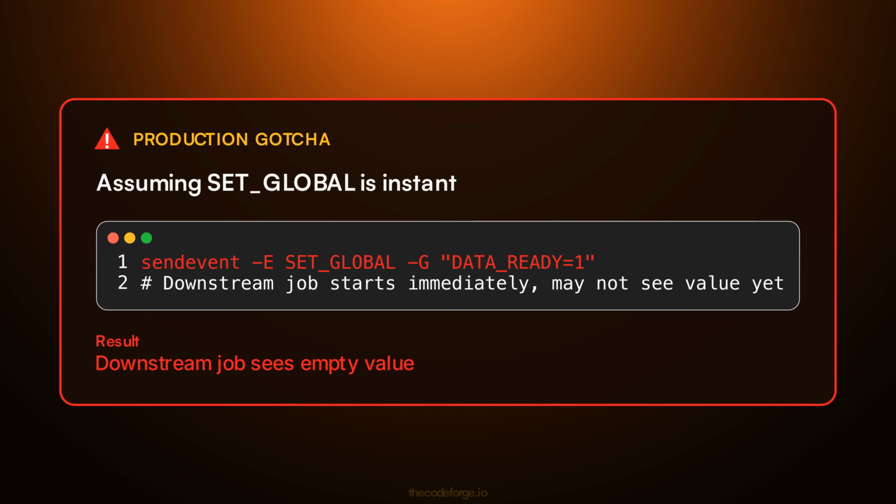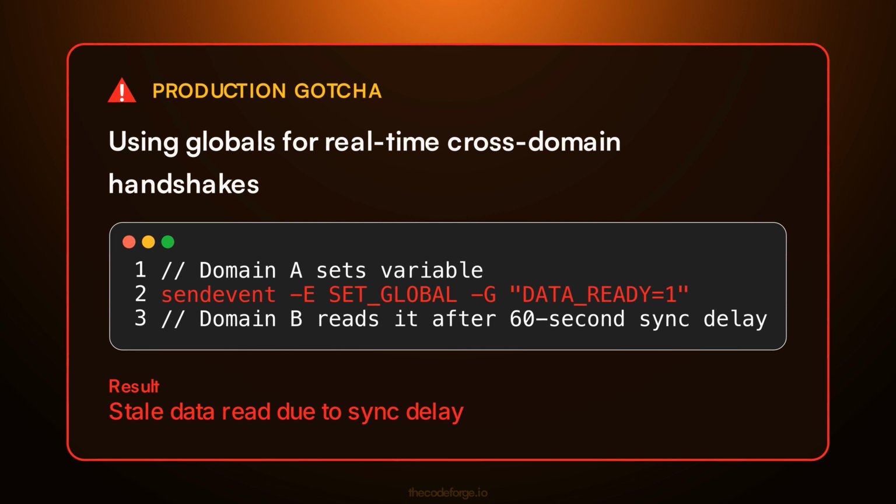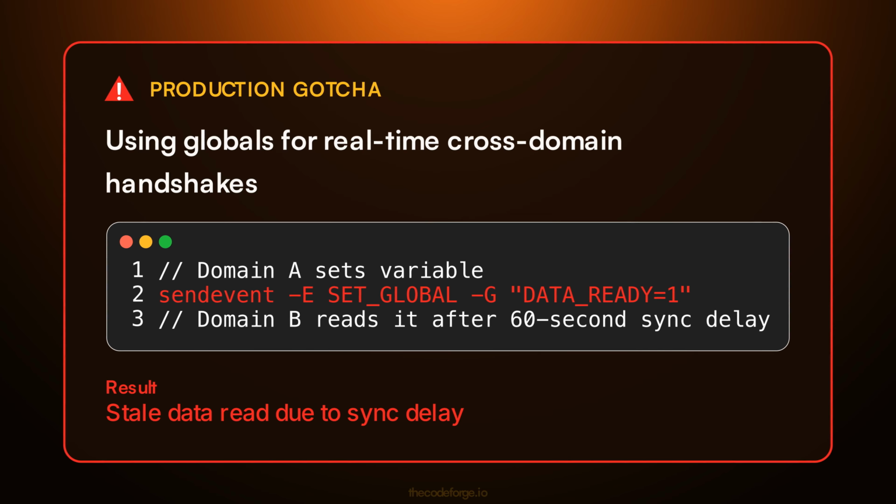setGlobal is asynchronous. If your downstream job starts in the same second, it might not see the value yet. Always add a small delay or use condition dependencies to enforce ordering. Cross-domain global variables are eventually consistent at best. The sync interval defaults to 60 seconds. If you need real-time coordination, use a file-based heartbeat with age checks instead.